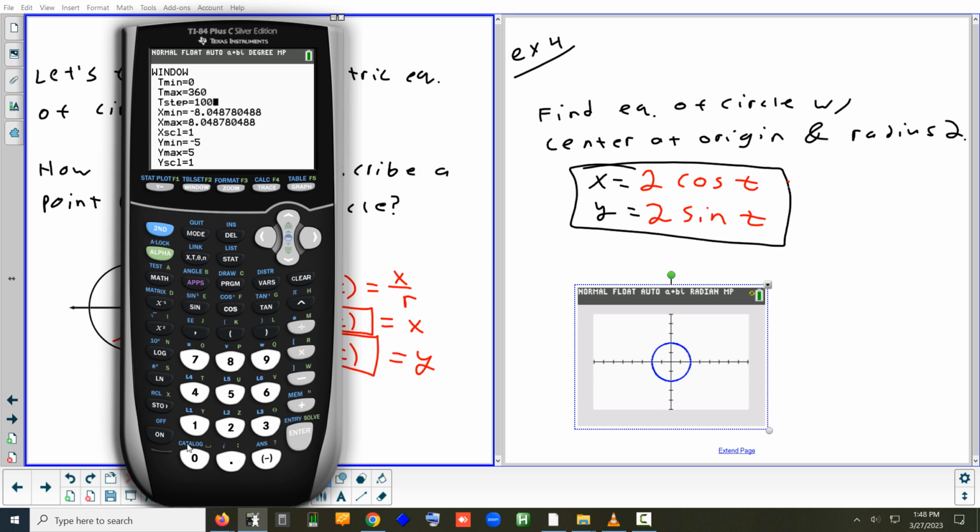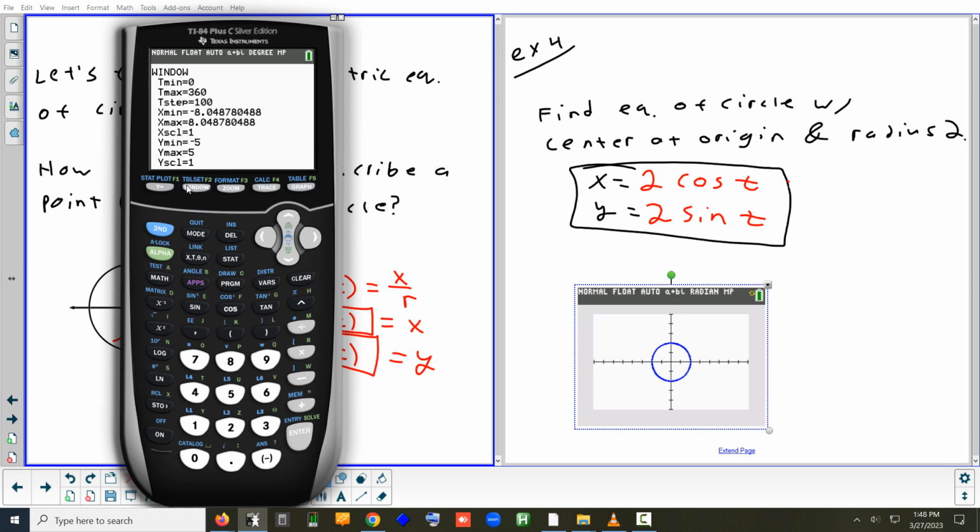The other thing you don't want to do is this. How many points would it graph if I set my t-step at 100? What's it going to start with? 0, then 100, 200, 300. Well, 400 would be over the max, so we can't do it. So now your last point was at 300. It's not going to be a closed shape because you didn't end where you started.